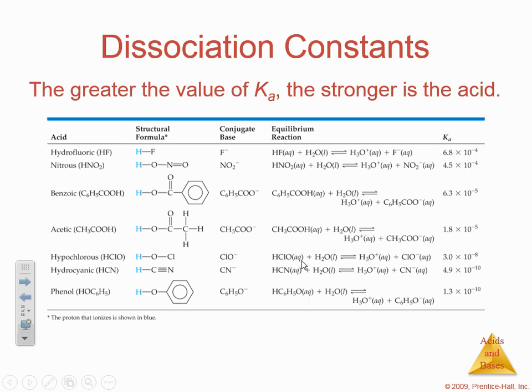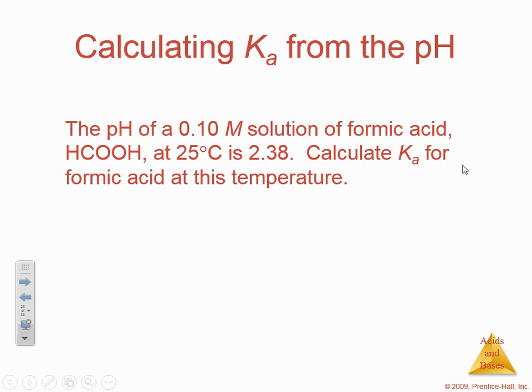Here's a wide variety of Ka constants. The higher the Ka constant, the stronger the acid. So you can see that phenol at the bottom of this list is a pretty weak acid with a Ka of 1.3 times 10 to the negative 10. Hydrofluoric or nitrous are a little stronger acids, as they're in the 10 to the negative 4th range with their Ka values.